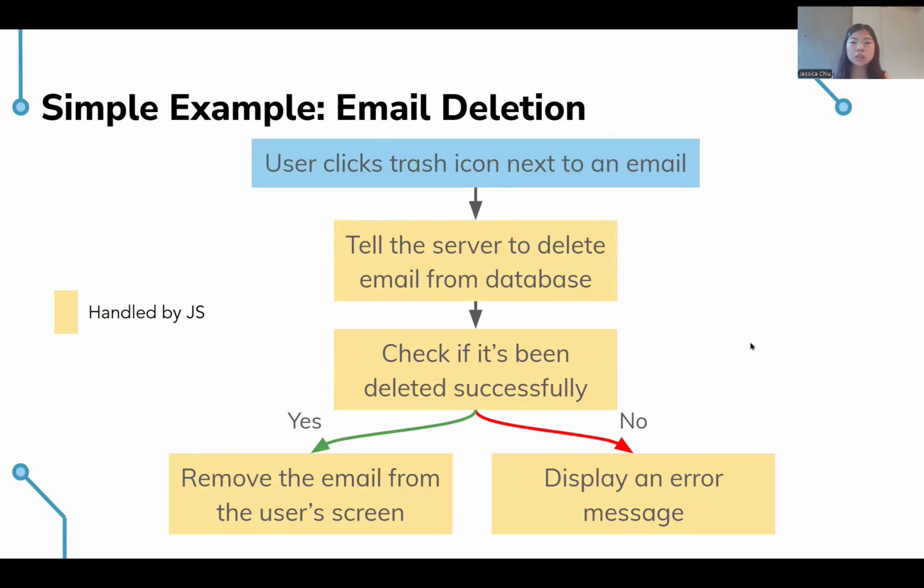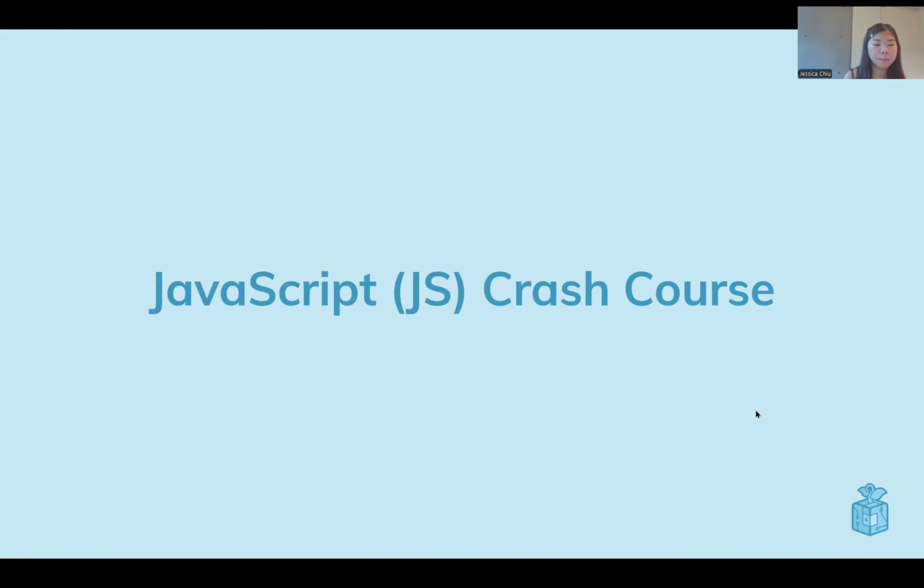Okay, so let's look at a quick example. So let's say you want to delete an email. Well, the user will click the trash icon to delete it. And this tells the server to delete the email from the database. And then it checks if it's been deleted successfully. If it has, it'll remove the email. And if it doesn't, it'll display an error message. This is all done by JavaScript. And without it, we would not be able to do any of these actions. Okay, so now let's actually jump into how we can code in JavaScript.